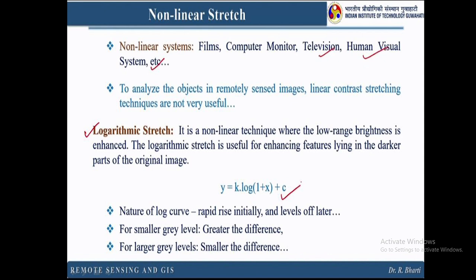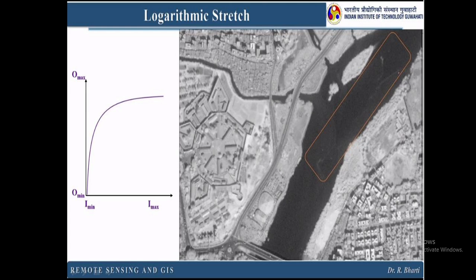The natural log curve has a rapid rise initially and levels off later. For small gray values there is a great difference, and for large gray values the difference is smaller. In the logarithm stretch, the lower portion is the output minimum and the higher portion is the output maximum, and this is the point of the input minimum, and this is the point of the input maximum.